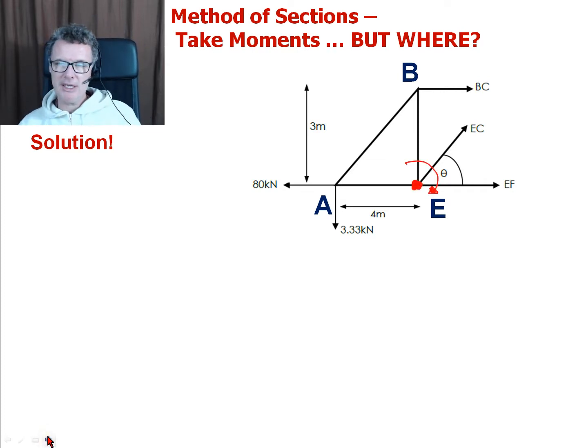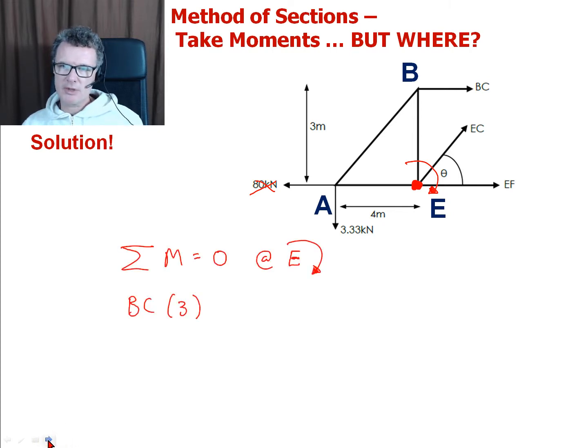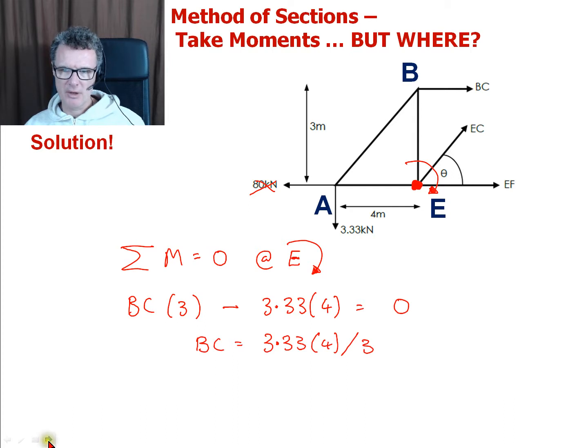So take moments about E. Notice that the 80 goes straight through E, it doesn't create a moment, so get rid of that. So we take moments and we see that the BC force from here to here is going to be 3 meters. It's going in a clockwise sense. From here to here is going to be a negative 3.33, and that would be a distance of 4. Nothing else there, so let's rearrange that. So we've got 3.33 times 4 divided by 3. And that should give you 4.44 kilonewtons.